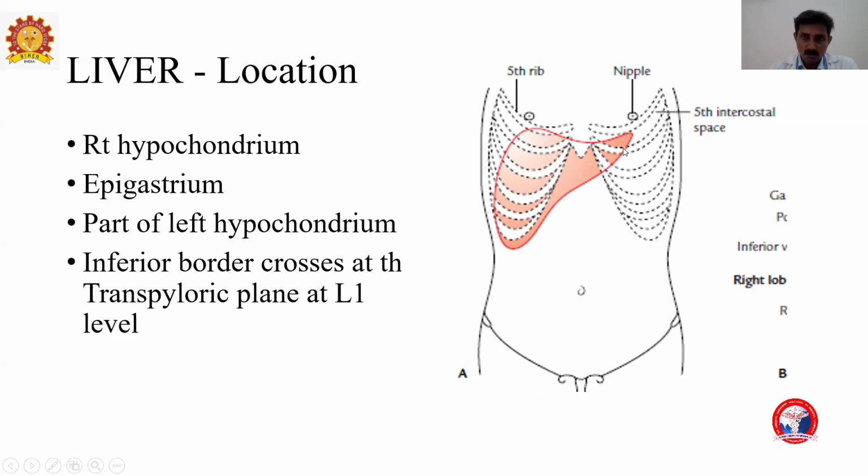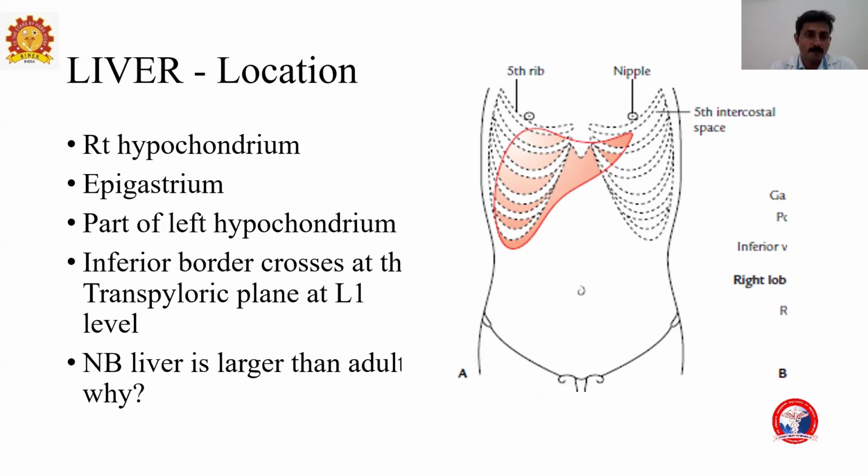Now, this border is called the inferior border of the liver, which crosses the transpyloric plane at the level of L1. What is the transpyloric plane? Between the xiphoid process and umbilicus, if you put an imaginary line at the midpoint, this is called the transpyloric plane because it crosses the pylorus of the stomach. This inferior border crosses from left to right at the transpyloric plane. That is what you should know about the location of the liver: right hypochondrium, epigastrium, and part of the left hypochondrium also.